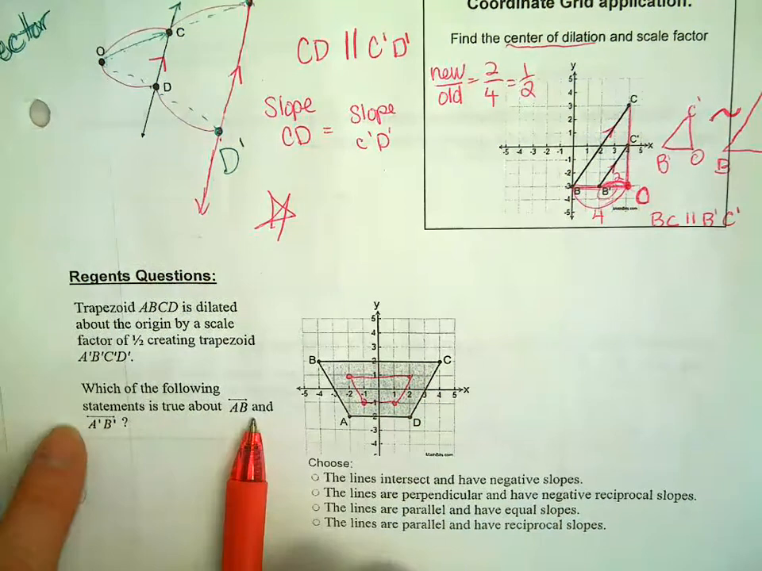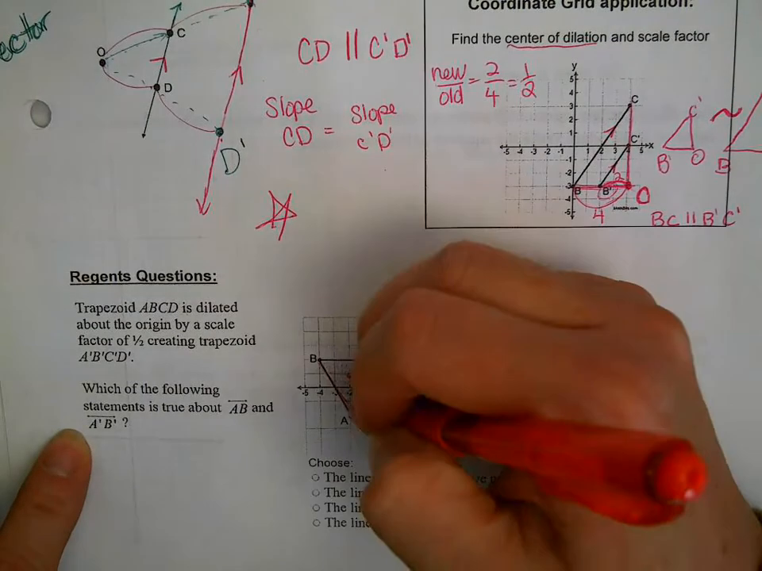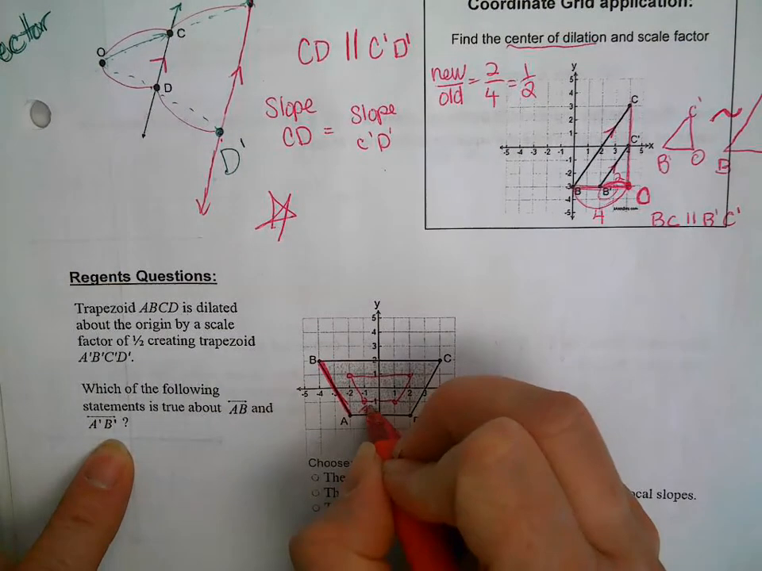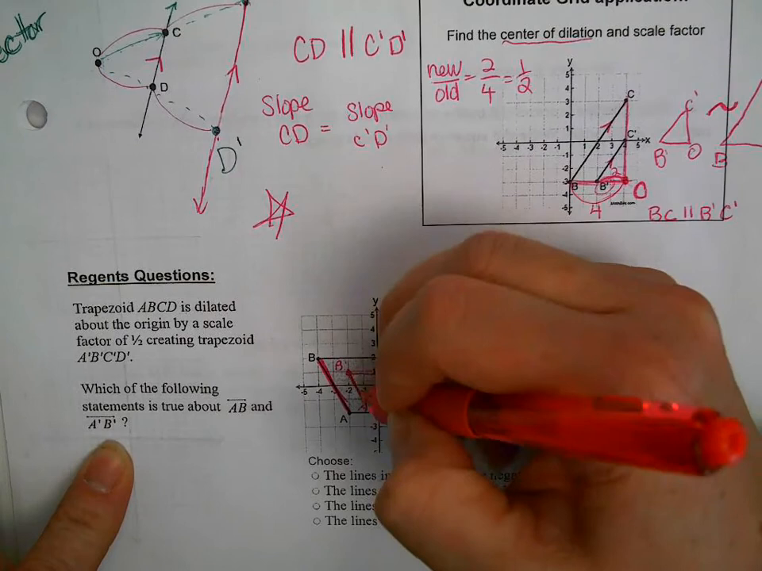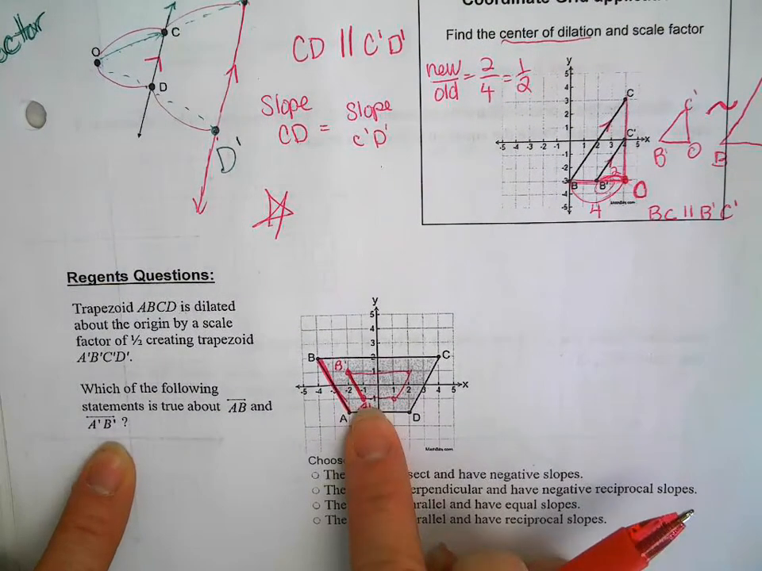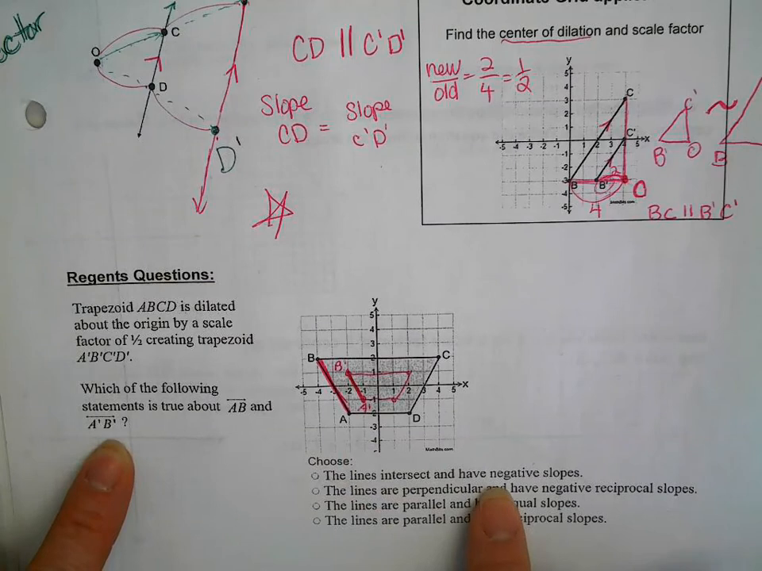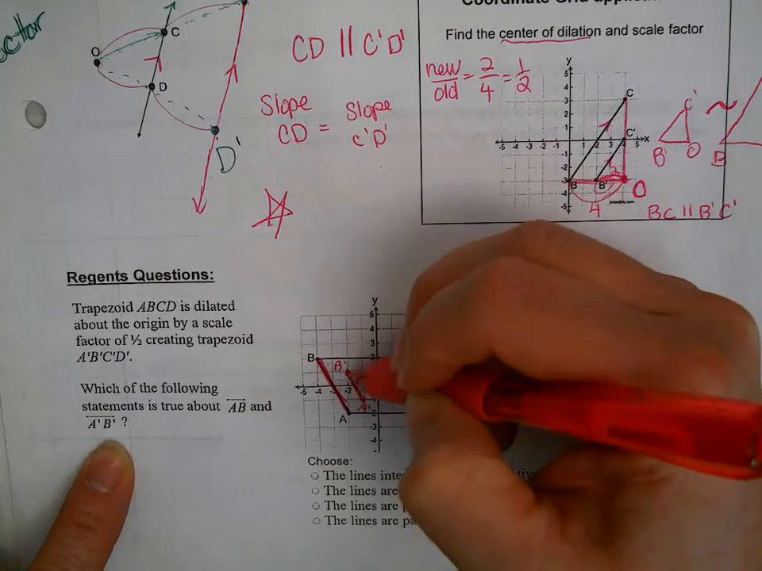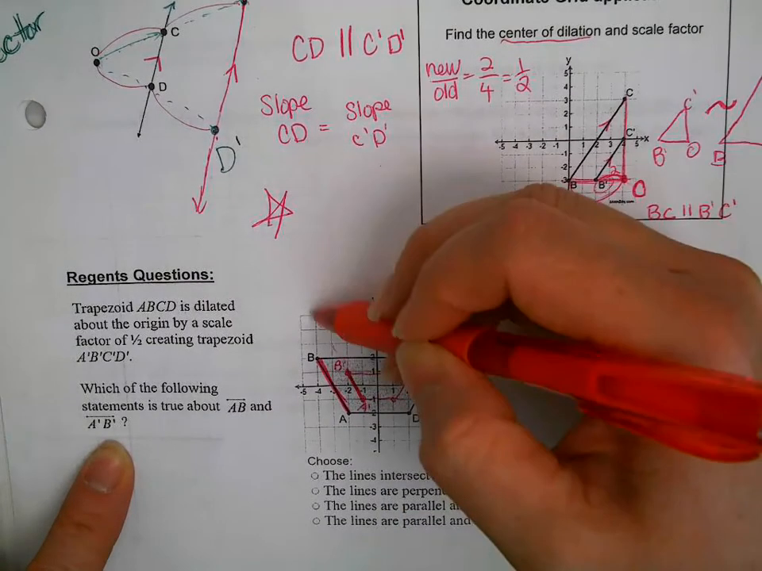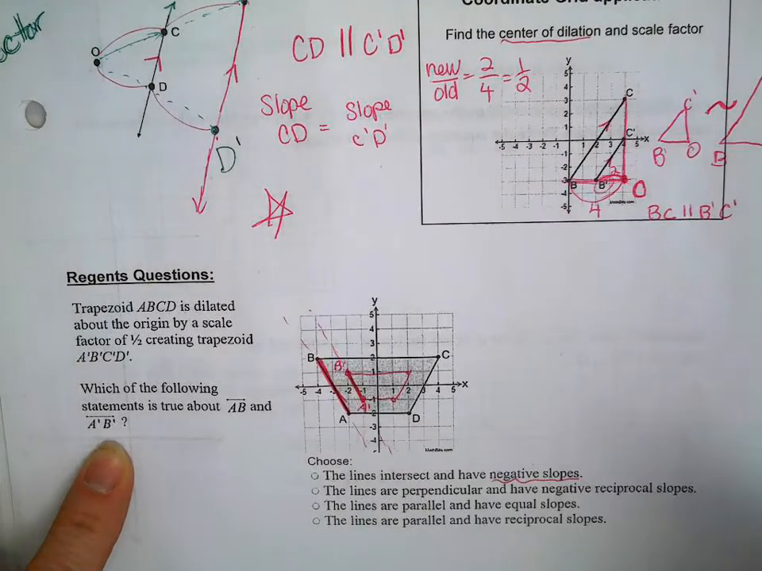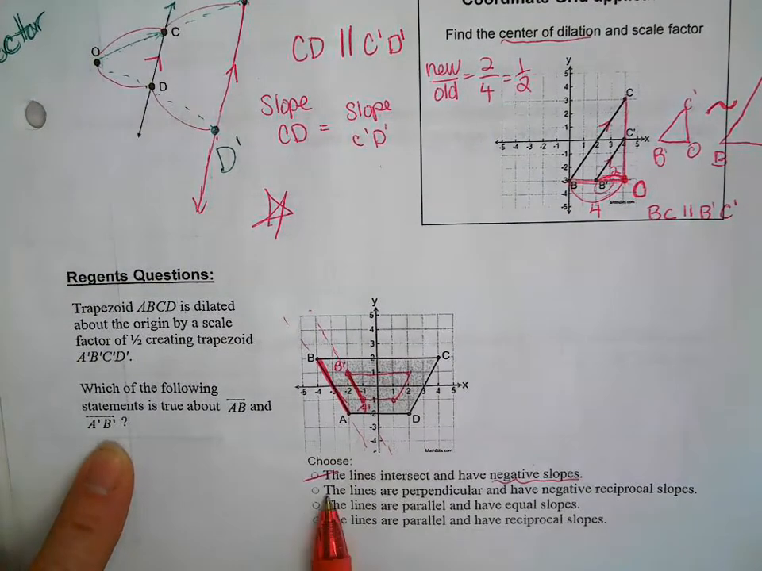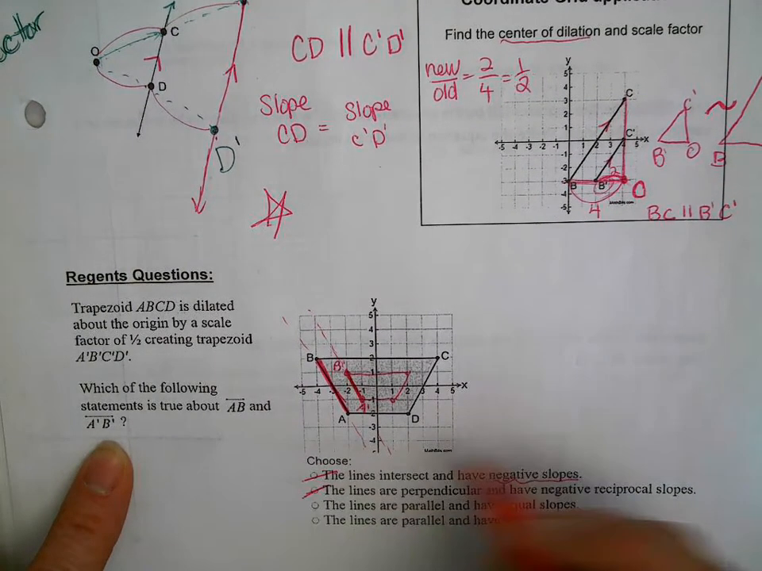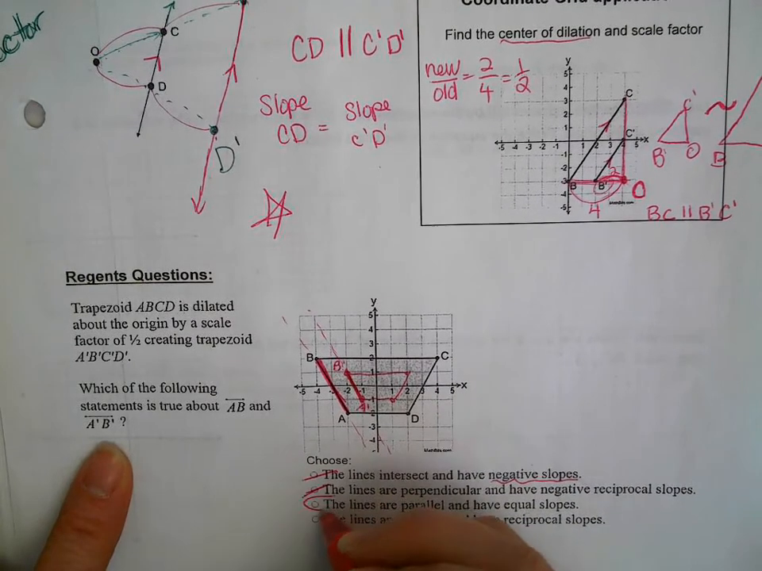Which of the following statements is true about AB and A prime, B prime? So AB is a line, and A prime, B prime would be this one. What appears true about those two segments? The lines intersect and have negative slopes. Well, they do come down our page, so it does have a negative slope, but these lines are definitely not intersecting. Even if I extended them, those won't intersect. So it's not the first choice. The lines are perpendicular and have negative reciprocal slopes. Those aren't perpendicular. The lines are parallel and have equal slopes. Yes.